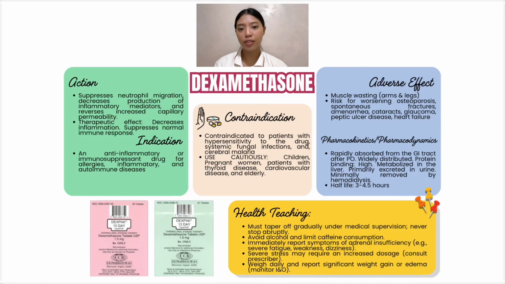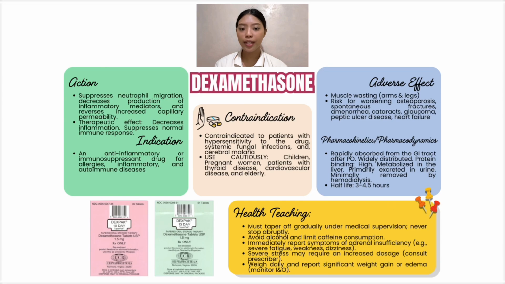I will be discussing dexamethasone. It is a long-acting corticosteroid that is used as an anti-inflammatory and an immunosuppressant agent. It treats a variety of conditions including severe allergies, inflammatory conditions, and autoimmune diseases. The typical dosage ranges from 0.5 to 9 milligrams per day. It can be administered orally, intravenously, or intramuscularly.